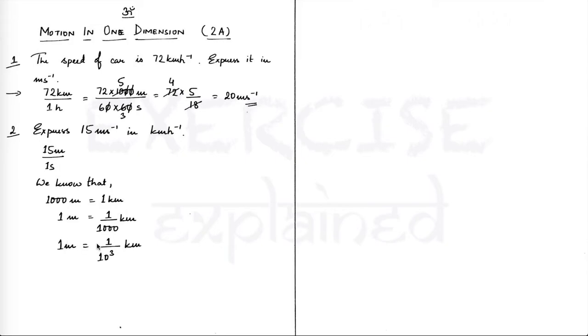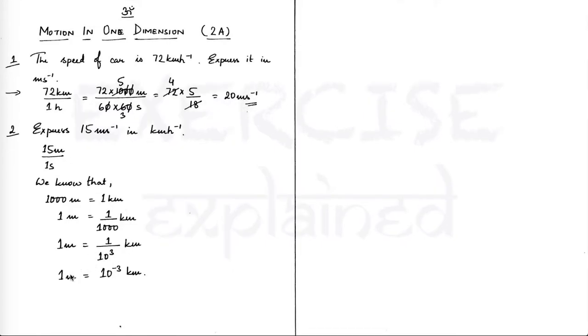Now 1 meter can be written as 1 by 10 to the power of 3 kilometers because 1000 is nothing but 10 to the power of 3. So 1 meter is 1 by 10 to the power of 3 kilometers. Now this can be written as 1 meter is 10 to the power of minus 3 kilometer. You have learned this in exponents last year, that is when we take a number to the numerator the power becomes negative. So here 10 to the power of 3 was there, as soon as it goes to the numerator it becomes minus 3. So 1 meter is 10 to the power of minus 3 kilometers.